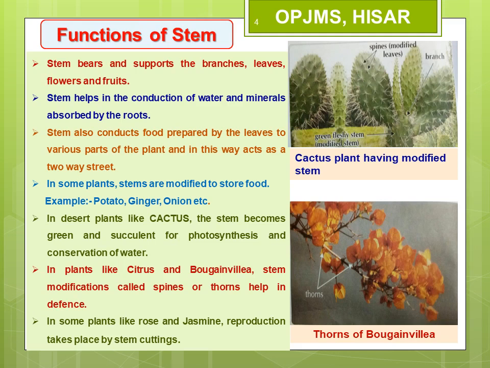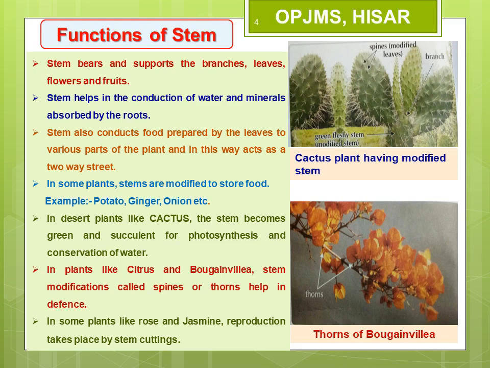Stems of plants like ginger, onion, and potato develop underground. They become thick and fleshy due to the storage of food. Stems of certain desert plants are modified to manufacture food also. You must have observed the desert plants like cactus growing in your neighborhood. In these plants, the stem is thick, fleshy, and green. These stems not only carry out the process of photosynthesis but also help in conservation of water.